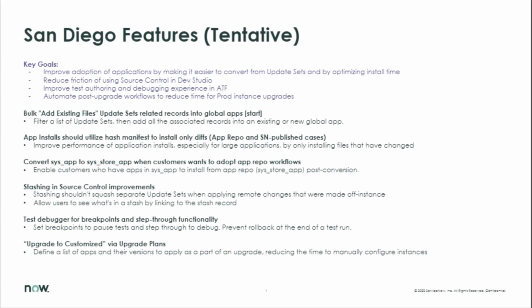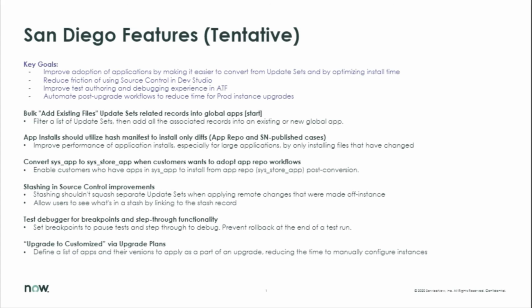For many of our customers who have already adopted scopes as a part of their development work, their applications are stored in the sysapp table today. And as a part of transitioning to using app repo, those apps need to live in a sysstore app. And so sometimes today, you may have to call into the support team to run a script to do that one-time change for some applications that you're doing that transition for. And we want to just make sure that you can do that in a self-serve model going forward.